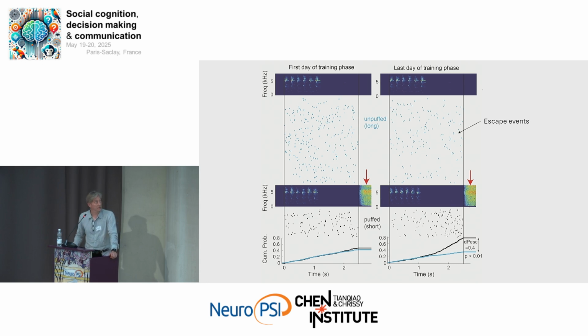In the first day on the left, you can see every blue dot is an escape to the non-puffed stimulus, and every black dot is an escape before the puffed stimulus. And below you see the cumulative probability of leaving, and they're roughly the same. So on the first day, the bird did not learn it, but after the last day of training, you could see there are more black dots before the air puff, and so the cumulative probability also is larger. So the bird learned to escape before the puff.